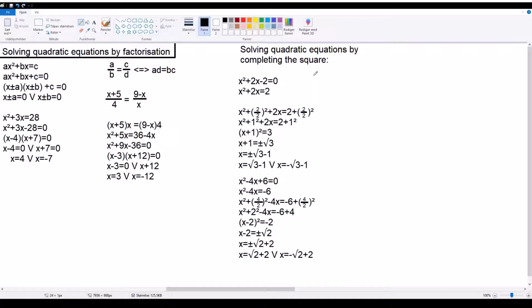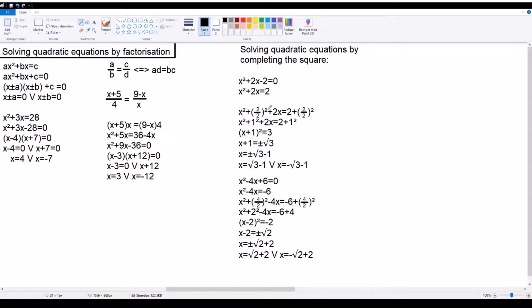Next, there's solving quadratic equations by completing the square. An example of this would be x squared plus 2x minus 2 equals 0. What you want to start by doing is rearrange this into x squared plus 2x equals 2. You want to move the c value from over here over to the other side of the equal sign. Then you want to add the b value divided by 2, squared, to both sides, and since you're doing the same thing to both sides, you're not changing the equation, making this mathematically legal.